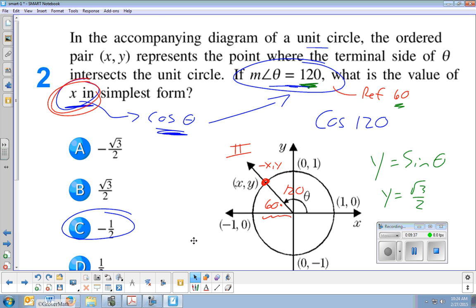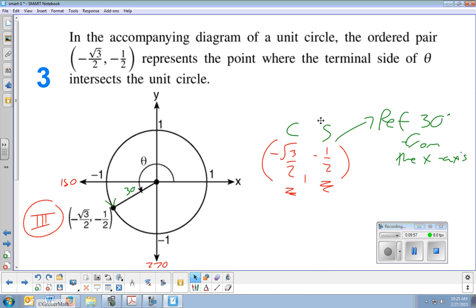If I'm given an angle, I can get x and y by doing cosine if I want the x, sine if I want the y. And reference angles can help us understand why the answer is what it is. Always remember, is it positive or negative? Is the function positive or negative? Are the x and y values positive or negative in that location?